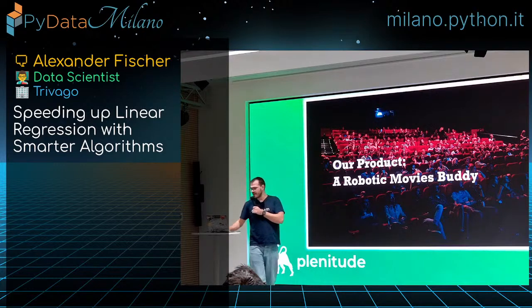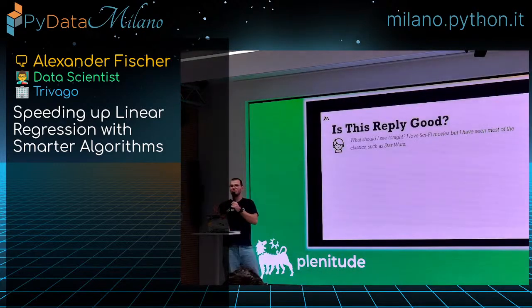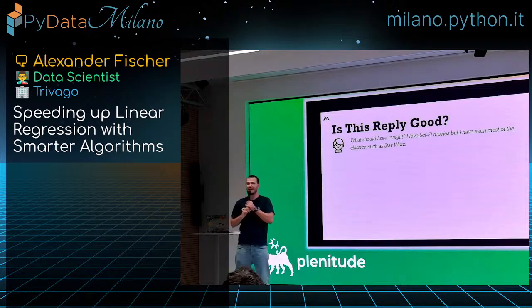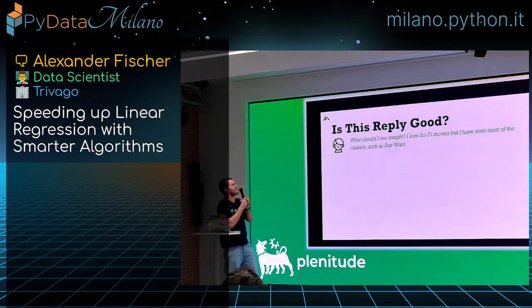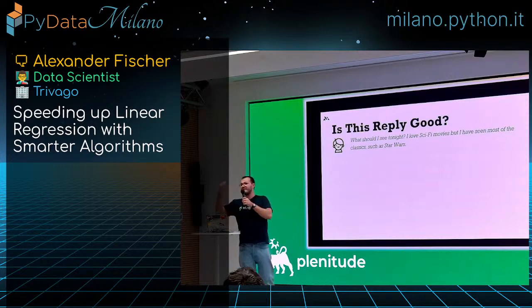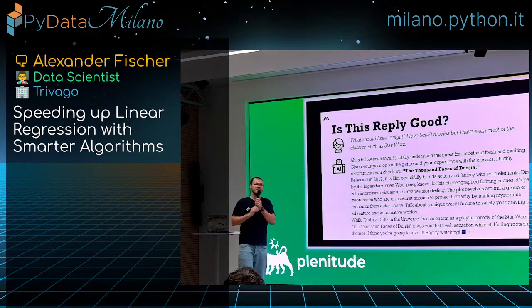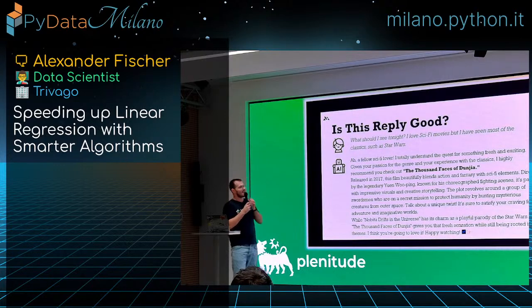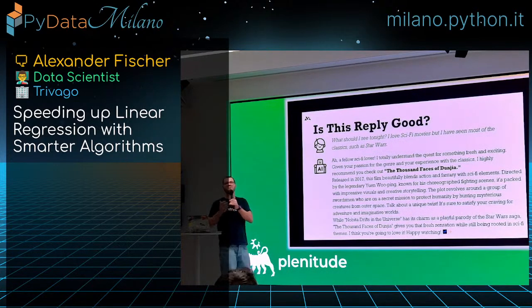So, for example, we want to manually test this system. The screen is quite big, so maybe you can read it. What should I see tonight? I love sci-fi movies, but I have seen most of the classics, such as Star Wars. We send this question to our RAG, and it makes this reply. Now I give you 10 seconds to read this and evaluate it.